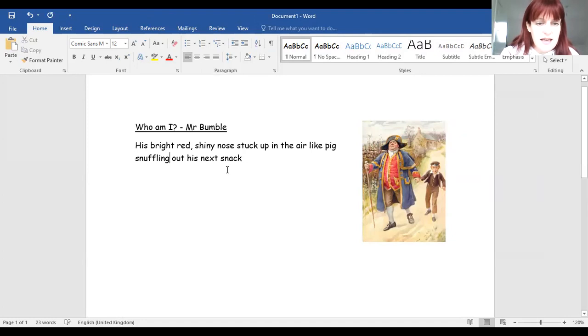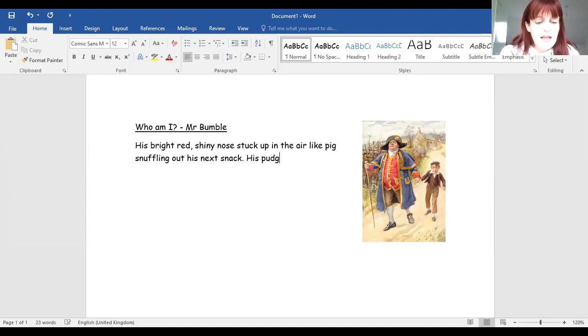out his next snack. Also, using that kind of language, like using a pig in particular, I can later on talk about the fact that he's fat. And it gives my reader an overall idea that actually this guy is a bit greedy. Okay. So his bright red shiny nose stuck up in the air like a pig snuffling out his next snack.